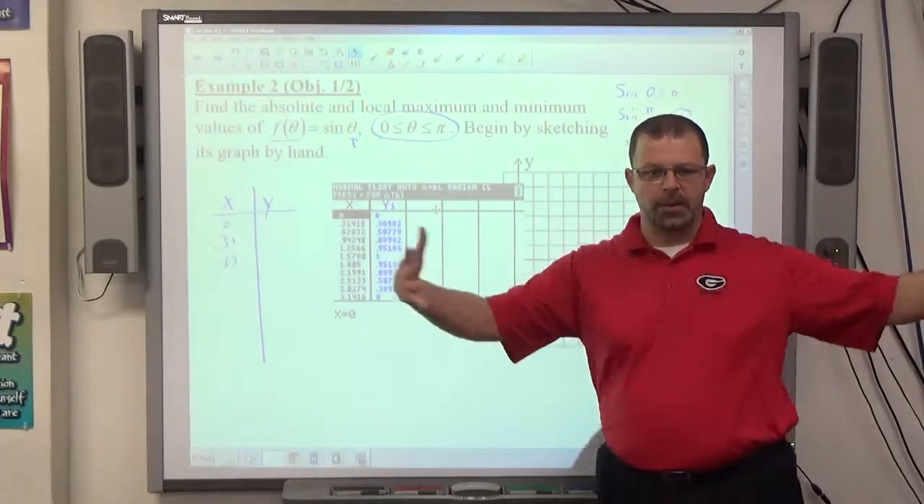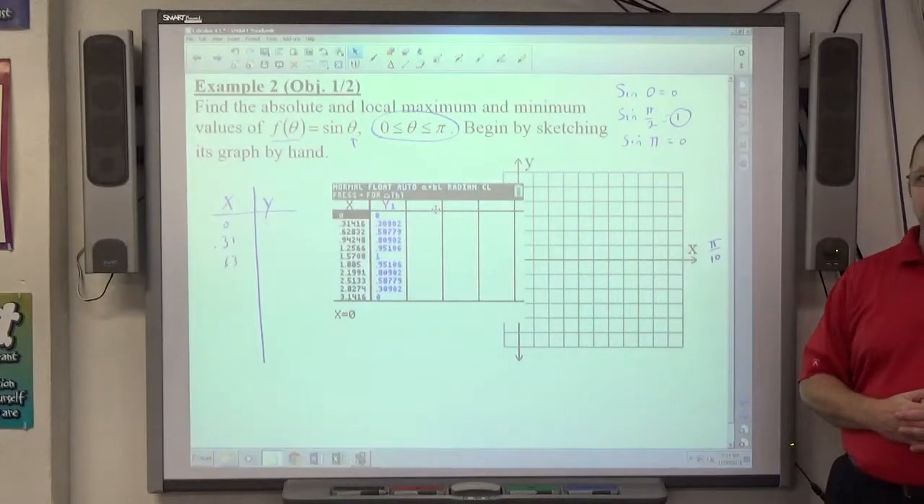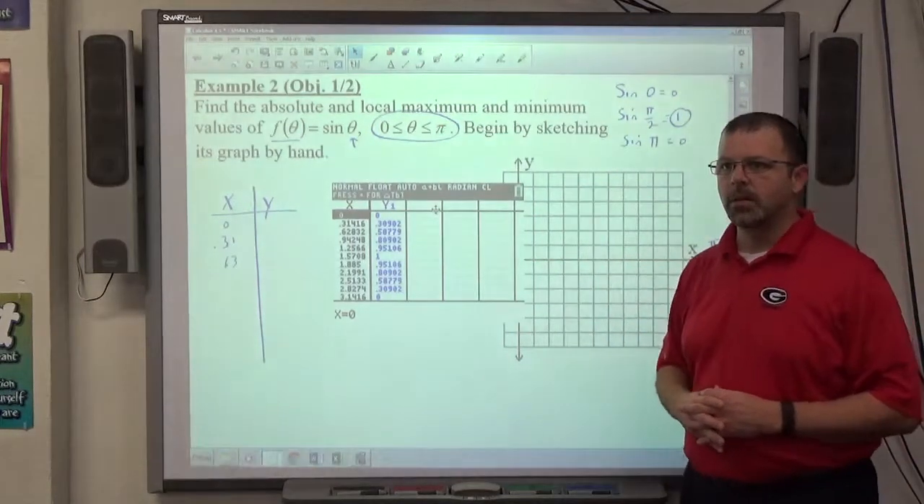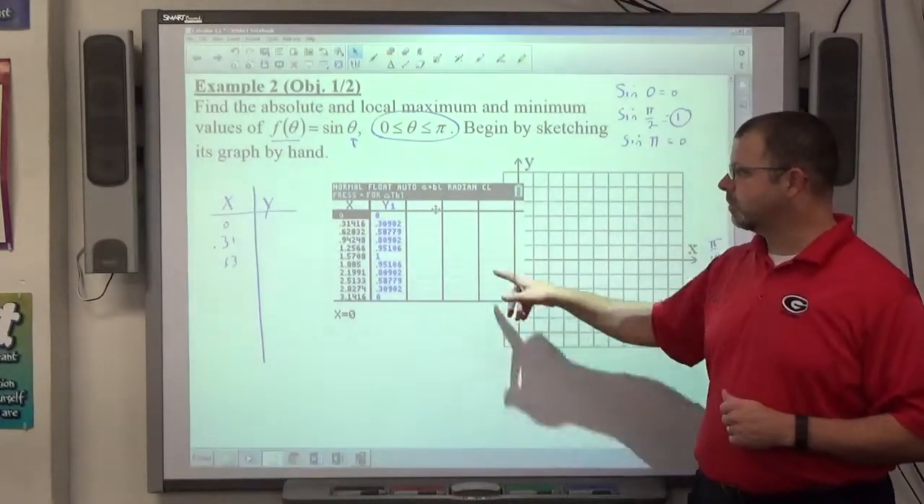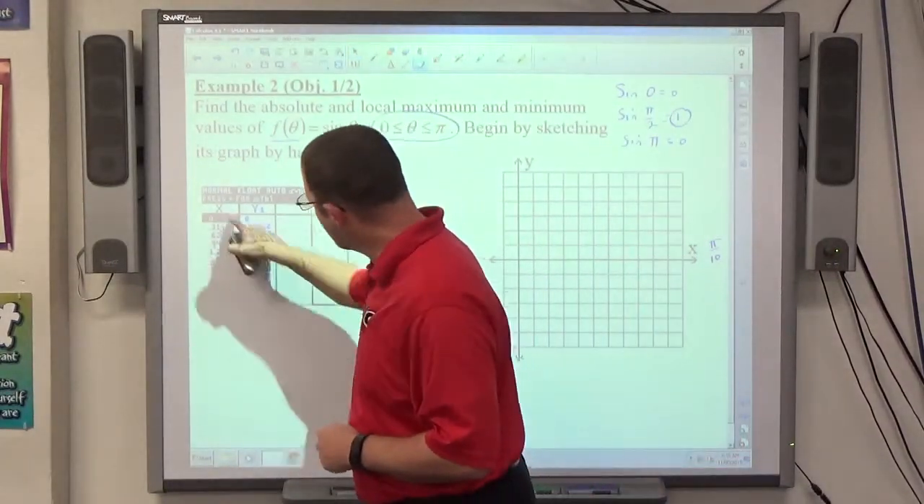Don't go out 50 decimal places when you're graphing. Just a couple decimal places is plenty. How many points should we do? Just 3? I'd do all of them. Oh, we do all of them? Let's graph all of them. We can. Got my numbers here on top there.